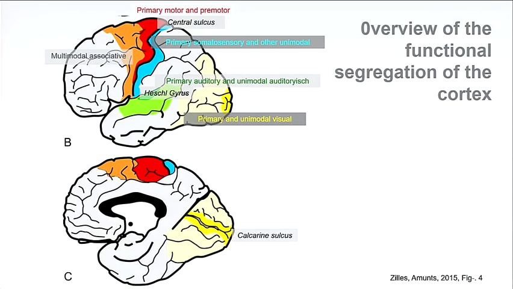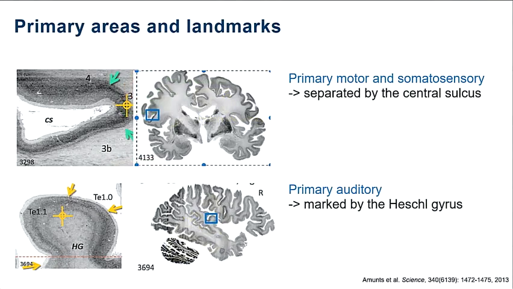But there's a large amount of so-called higher associative areas, multimodal areas, which are not so closely related to sulci. And here we should go into more detail and try to better understand what the relationship is. So let's start with the primary areas, primary motor and somatosensory area. This is a coronal cross-section.